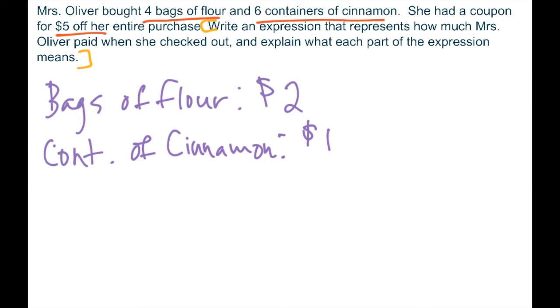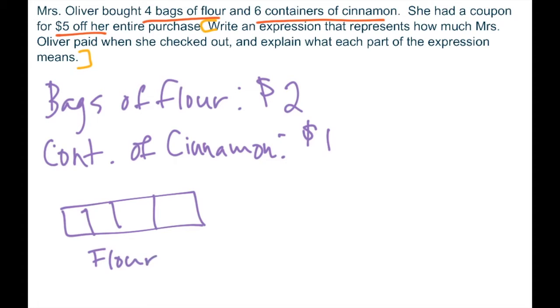Well, if I know I've got 4 bags of flour, 1, 2, 3, 4, this is my flour, and each of them cost $2. Well, I have 4 sets of 2, which means the total cost of my flour would be $8.